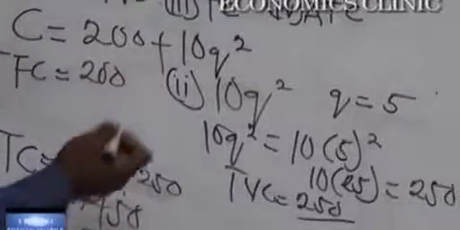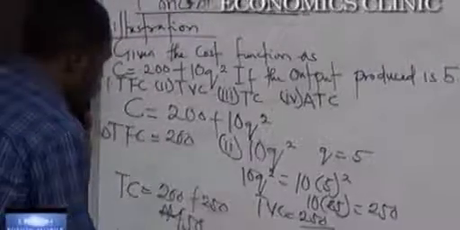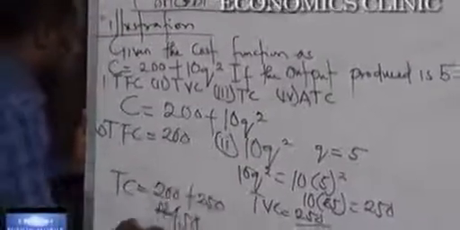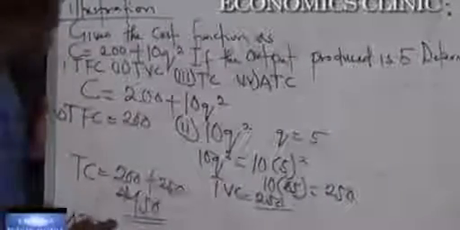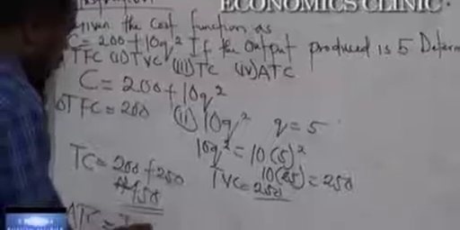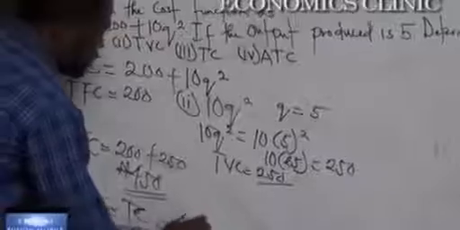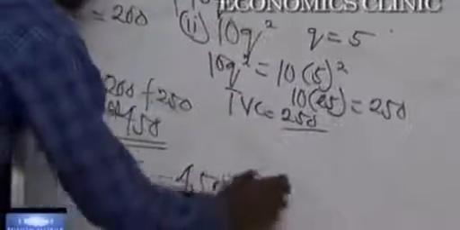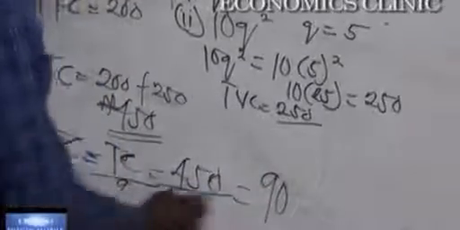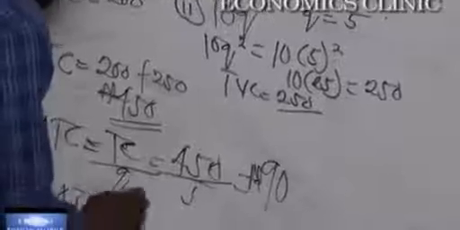The next one is average total cost. As I said earlier, average total cost, which is also the short run average cost, can be calculated when you have total cost divided by quantity. Our total cost here, don't forget, is 450, divided by our quantity, which is 5. So therefore we have 90 naira as our average total cost.